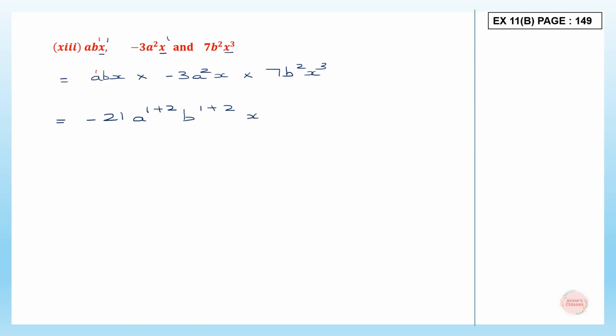So if I take x, it will be 1 plus 1 plus 3. So here let's try this. So this is minus 21. A to the power of 1 plus 2 is a to the power of 3. B to the power of 3 again. And x to the power of 1 plus 1 is 2. 2 plus 3 is 5. So our final answer is minus 21 a to the power of 3, b to the power of 3 and x to the power of 5.